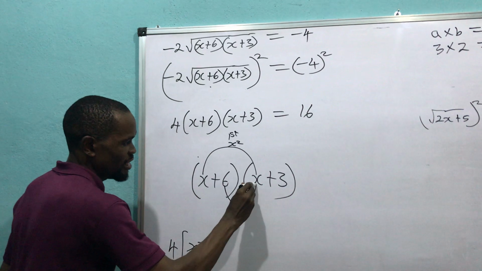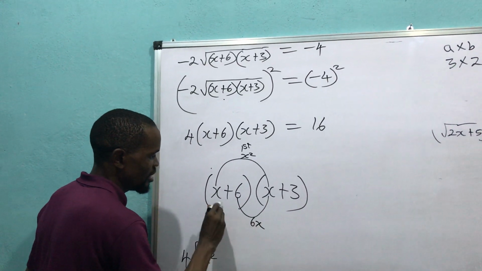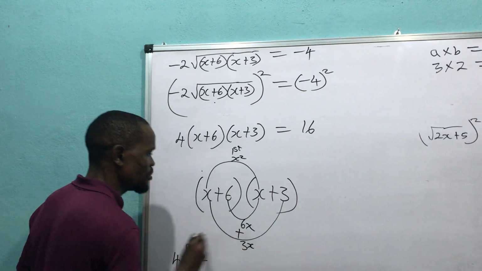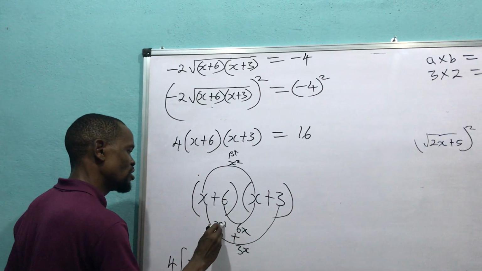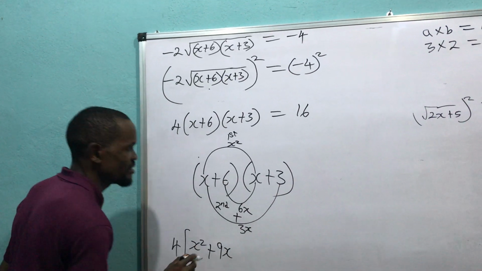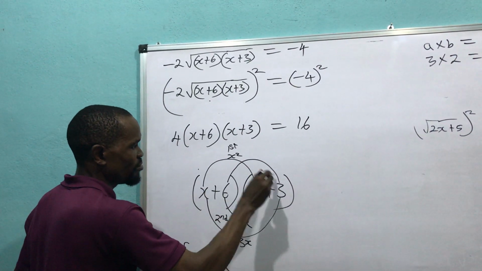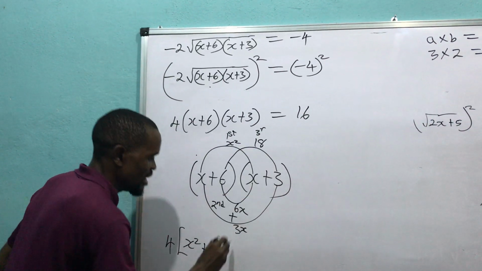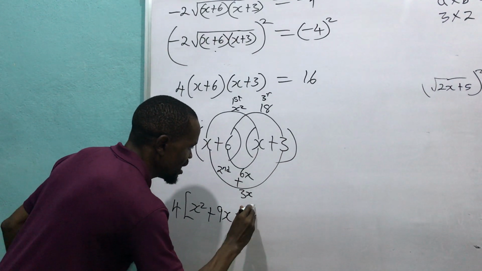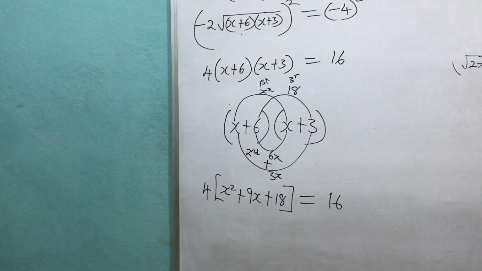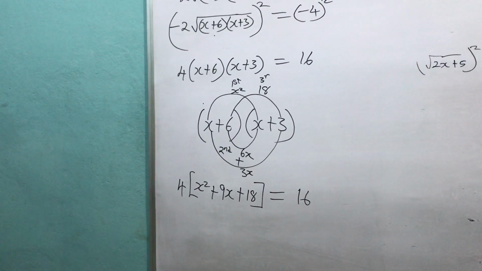The second one gives me 6x. Then the third one gives me 3x. I can see this is plus, and that's my second action. And this plus this gives me what? 9x. The last action becomes this, which is my third action, and that gives me 18. I close the bracket, and it equals 16. Boom. That's right. Very sweet.